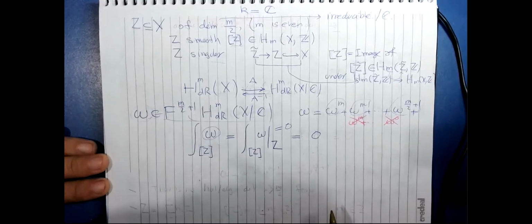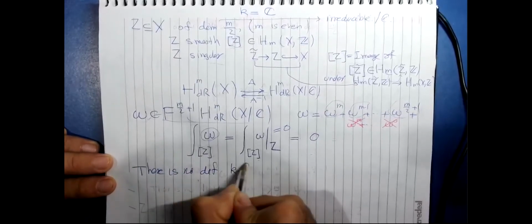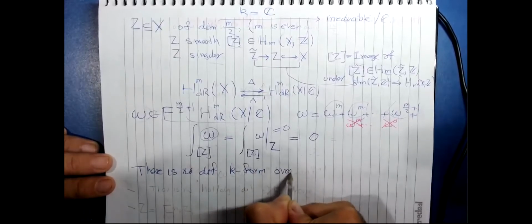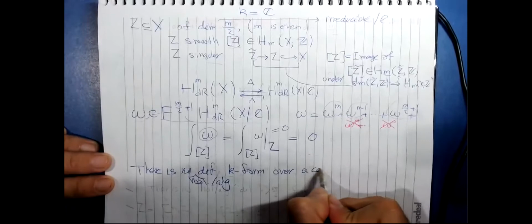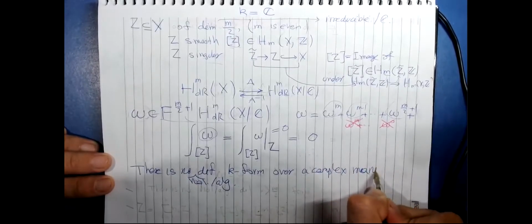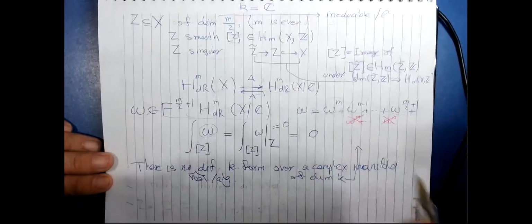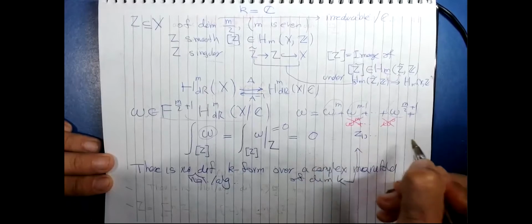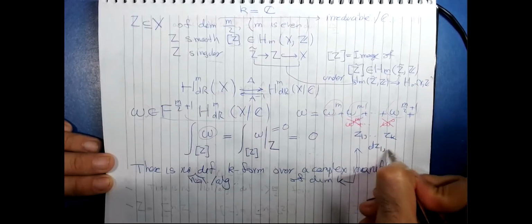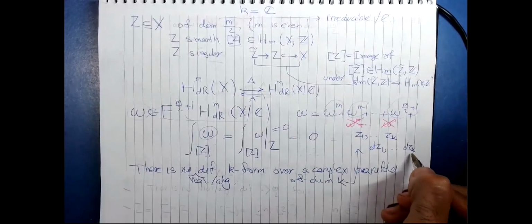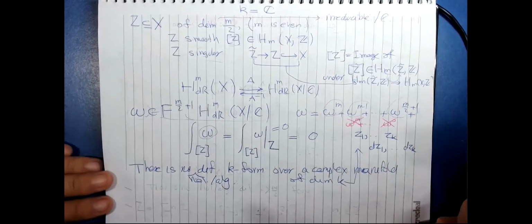So what we have used here is the fact that there is no nonzero holomorphic or algebraic K-form over a complex manifold of dimension less than K. And the reason is very easy, because if you take holomorphic coordinates z_1 until z_k, the differential forms are given by dz_1 until dz_k, and if you take k plus 1 of these, there will be repetition, and this repetition will make such a differential form identically 0. Okay.